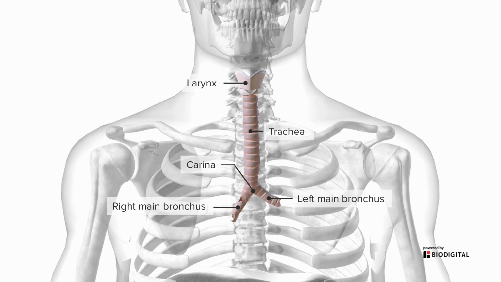And you see that the left main bronchus branches at a different angle than the right main bronchus, and that's because of the presence of the heart in the left side of the chest.